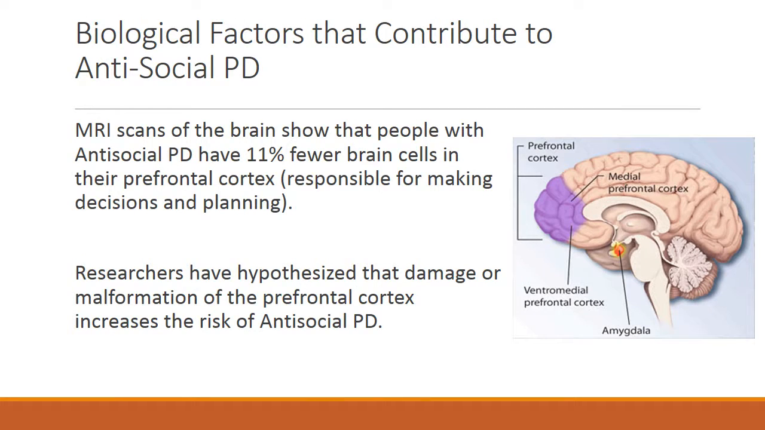The biological factors that contribute to antisocial personality disorder really focus in on the prefrontal cortex, which is where our impulse and decision making is really managed. MRI scans of the brain show that people with antisocial personality disorder have 11% fewer brain cells in their prefrontal cortex, which is the area that, again, is responsible for making decisions, planning, and managing their impulse control. Researchers have also hypothesized that damage or malformation of the prefrontal cortex increases the risk of antisocial personality disorder.